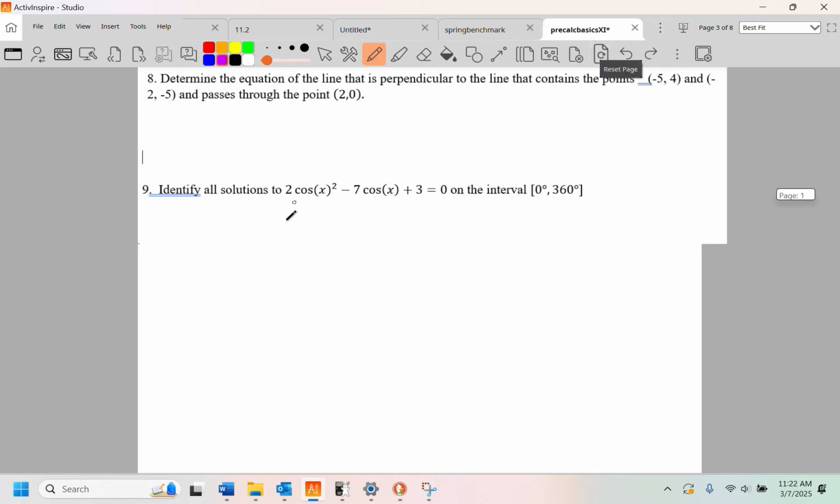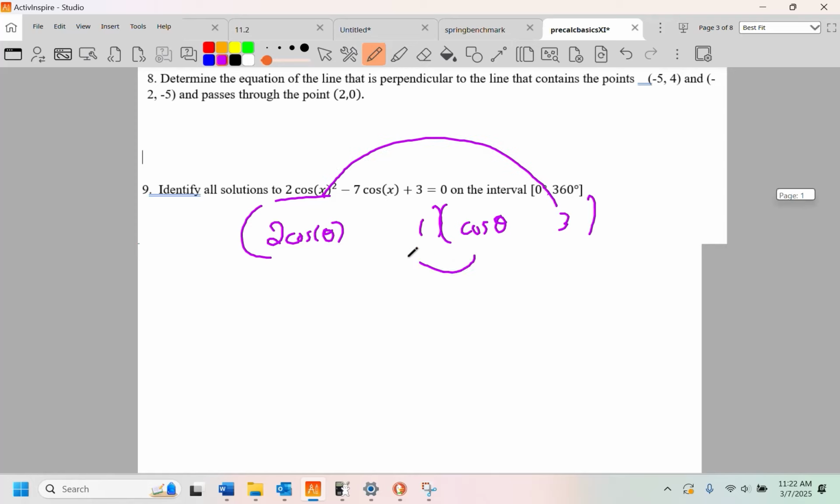You got to factor it. It takes a twice cosine of something and another cosine of something to create a twice cosine squared of something. I should have used x's, sorry. Factors of 3 are going to be 1 and 3, and I believe that's the correct order. If I want to be negative 7, the outside would make 6 cosines, and the inside would make 1 cosine. They're both negative. And a negative 1 times a negative 3 is a positive 3. So this is the factorization.